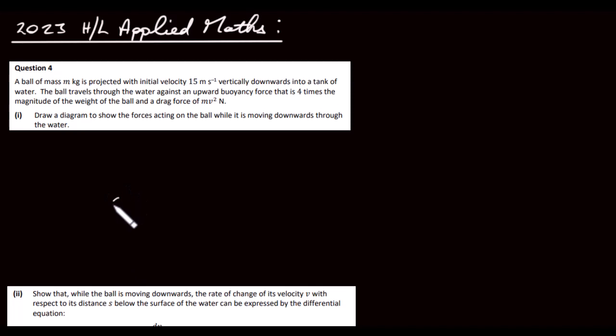Okay, so we have our ball here, mass m. You're going to have the weight acting downwards, which is mg. Two forces acting upwards. One is an upward buoyancy force that is 4 times the magnitude of the weight of the ball, so that's going to be 4 mg here, and also a drag force of mv squared newtons, and it's going downwards, so there'll be an acceleration downwards here. Really, that's all we have to do there, I think. Let's have a look at part 2.